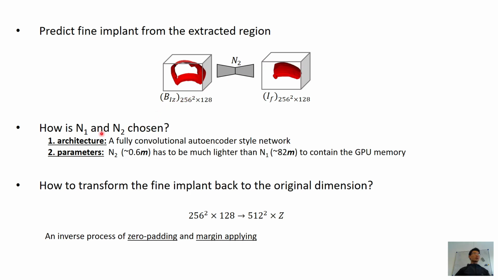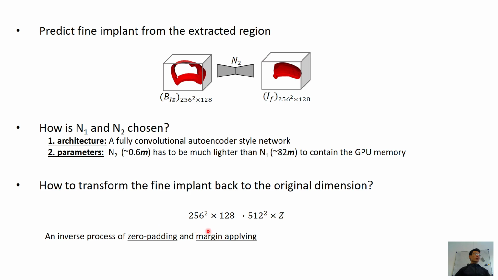The second question is how to choose the two shape learning networks N1 and N2. In our work, we use 2 standard autoencoder style networks for both N1 and N2. As the input size of N2 is much larger than that of N1, we have to restrict the complexity of N2 given the limited GPU memory. Specifically, N1 has about 82 million parameters, while N2 has only about 0.6 million parameters.